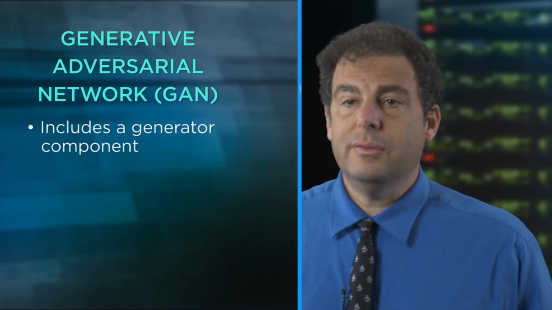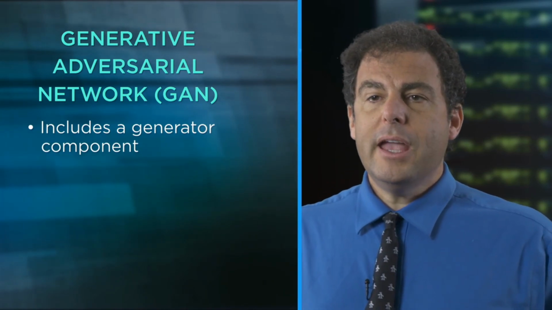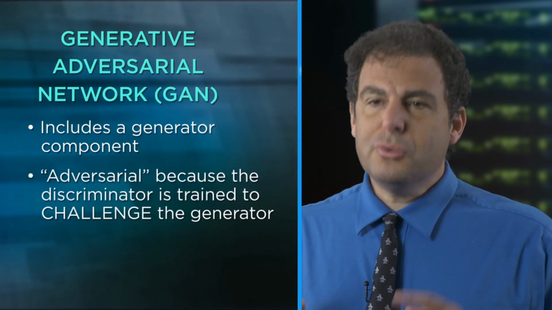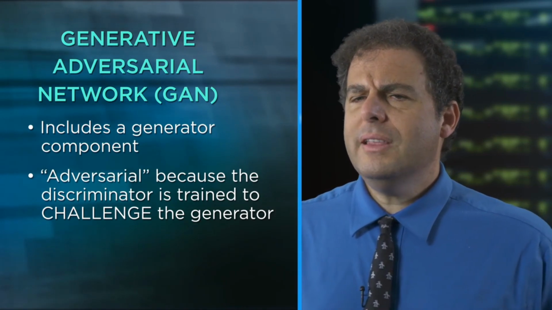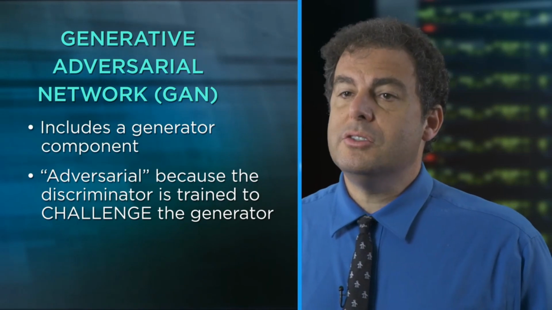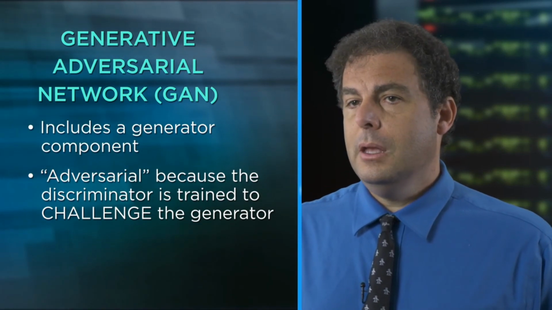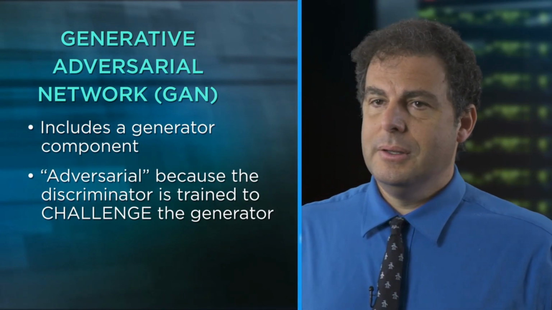GANs are generative in that they include a generator component, like we talked about last time. They are adversarial because the discriminator is trained to challenge the generator. Putting this adversarial idea in the mix allows the creation of new images that are photorealistic. But GANs also open the door to what are sometimes called deep fakes.